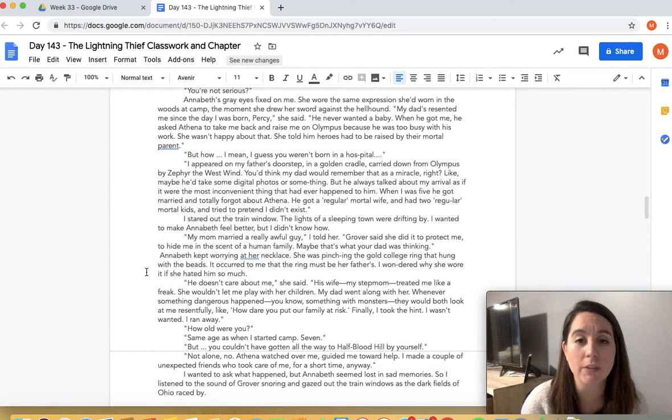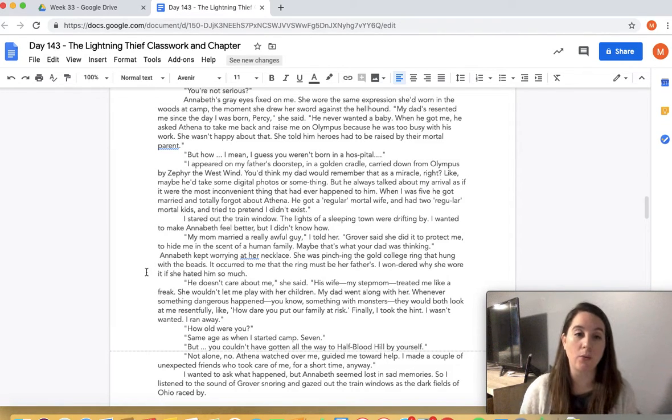When I was 5, he got married and totally forgot about Athena. He got a regular mortal wife who had 2 regular mortal kids and tried to pretend I didn't exist. I stared out the train window. The lights of the sleeping town were drifting by. I wanted to make Annabeth feel better, but I didn't know how.